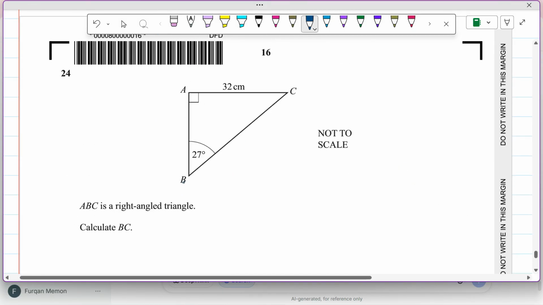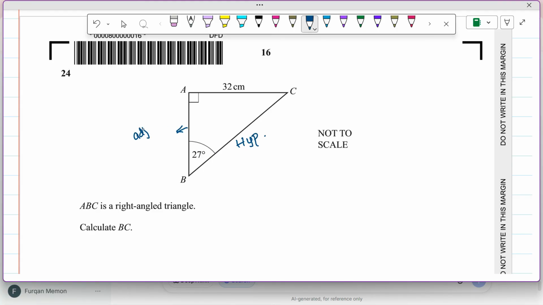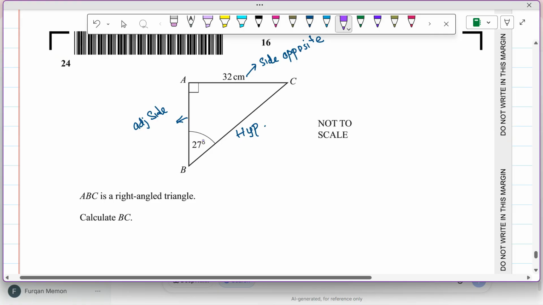Question number 24. We have the triangle ABC, which is a right angle triangle. Calculate BC. This is the hypotenuse. We have the angle 27, this is the adjacent side, and this one is the opposite side. We need to calculate BC. We can apply the trigonometric functions like sine, cosine, and tangent. We already have the opposite side and the angle theta, and we need to find the hypotenuse. So we need the formula which has opposite side and hypotenuse.